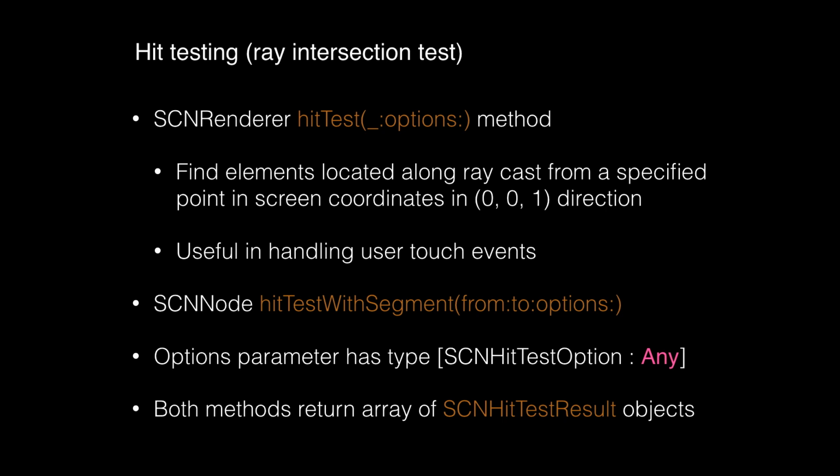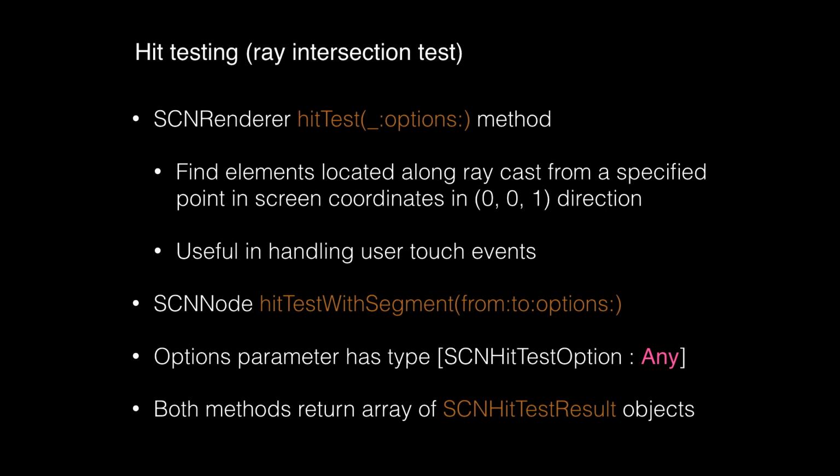Another topic which is very important when building 3D UI is hit testing. It is used to test when the user taps the screen. It's used to test for intersection with geometry, with some mesh. The SCNSceneRenderer protocol, implemented by SCNView and ARSCNView, supports the hitTest method. It finds elements located along a ray which is directed towards the minus z direction.